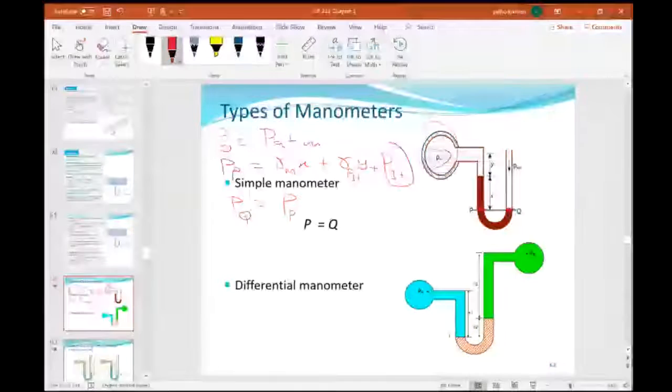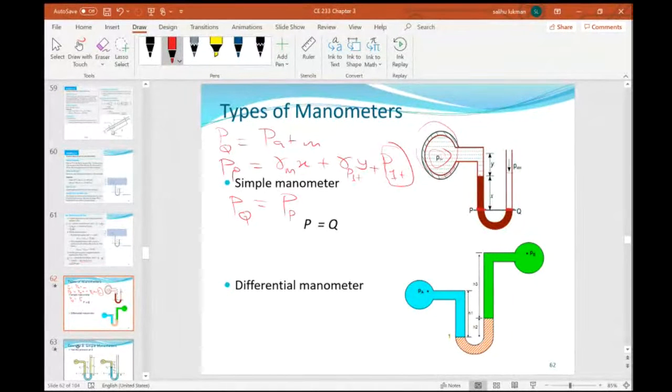Don't forget, if we want to find pressure as gauge, then we have to set atmospheric pressure to be zero, because gauge pressure is always referenced to atmospheric pressure. If we say gauge pressure, then the atmospheric pressure should be set to zero. And then you have the differential manometer.